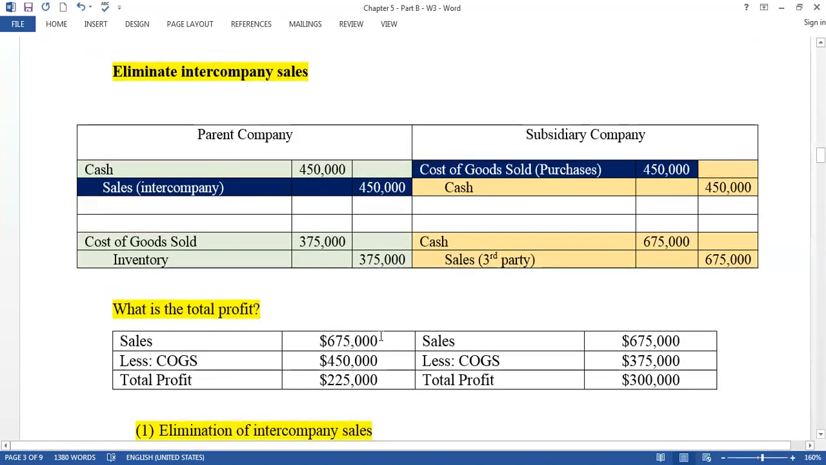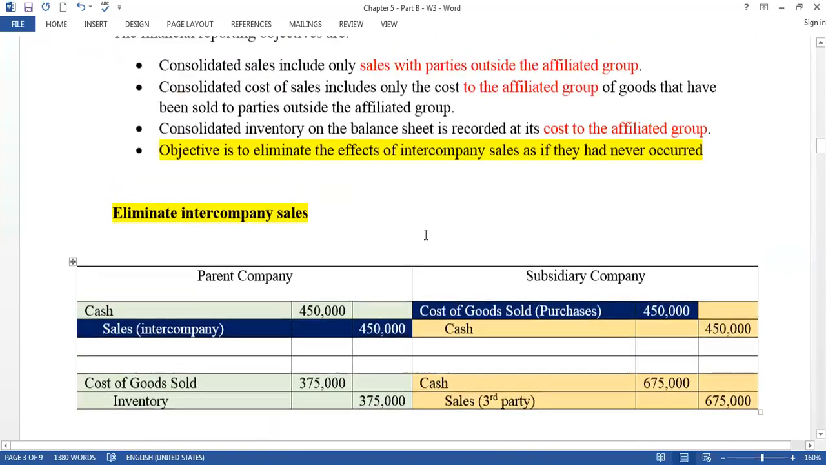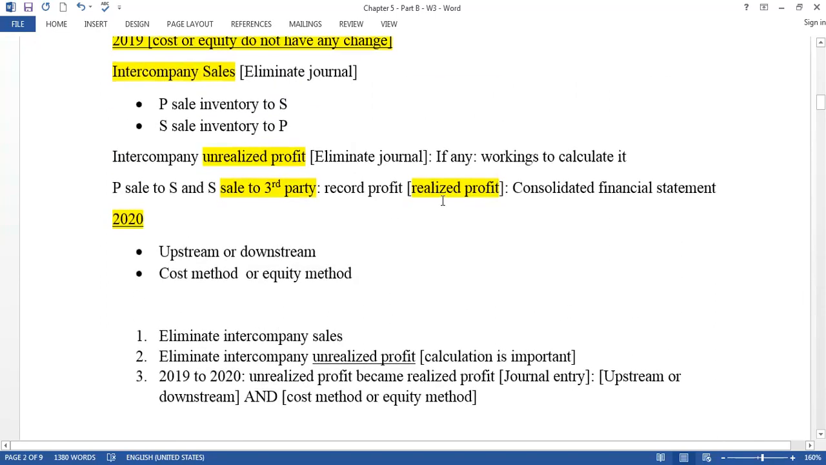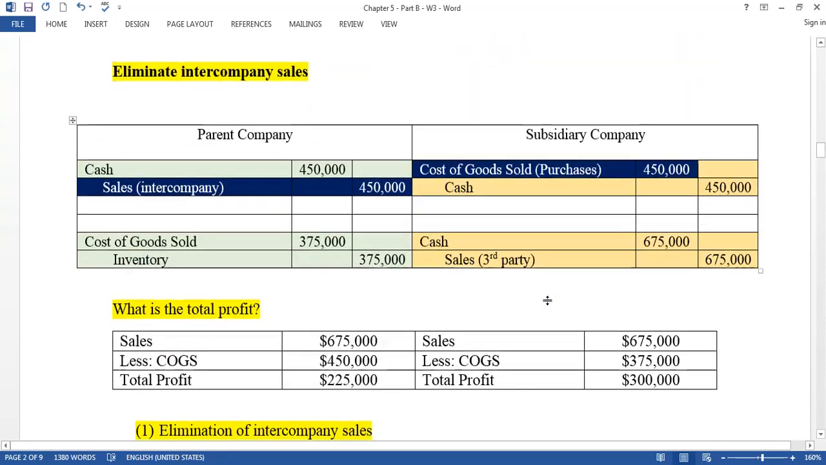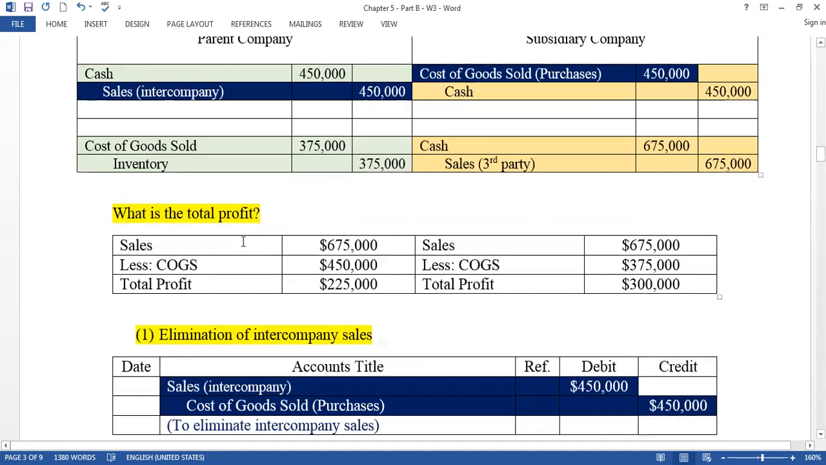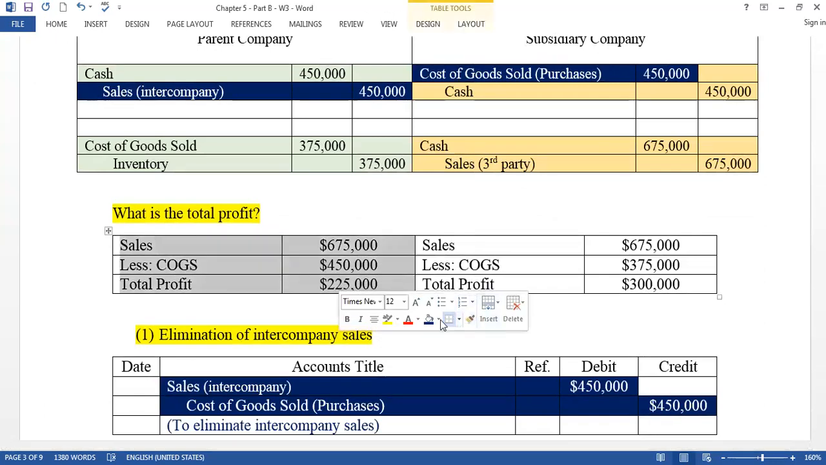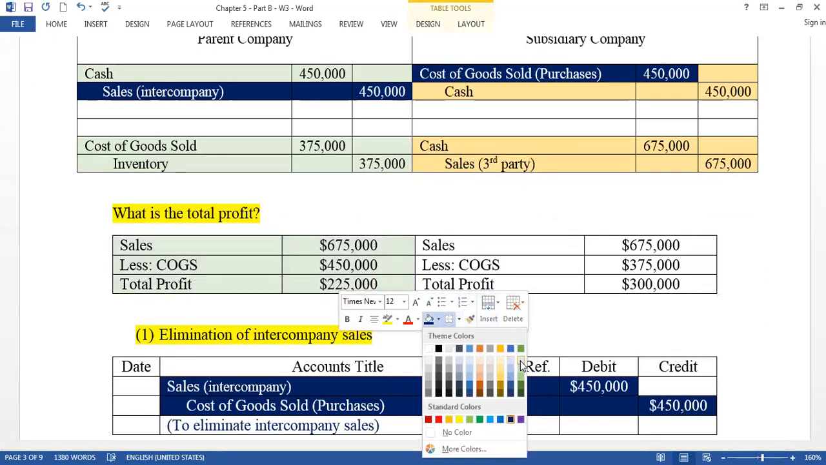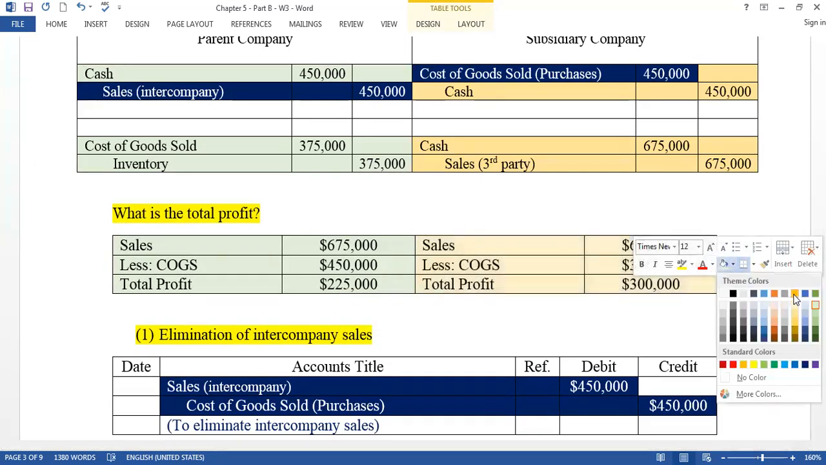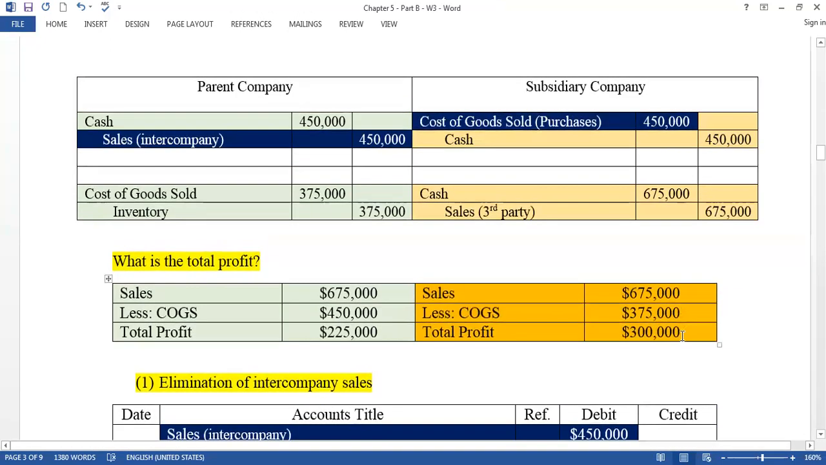Now you can see here, because I told you that if we have any realized profit, where do we have to transfer it? We have to transfer it to the consolidated financial statement. So from here, can you calculate which one is the realized profit? I have two calculations here. One is right, another is wrong. So which one is right and which one is wrong?